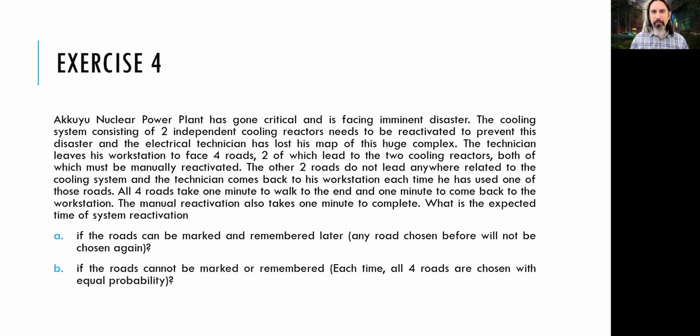If the roads can be marked, okay, we can mark the roads so we know which one is correct or which one is wrong. But for B, we don't mark the roads. We don't know which one is correct or wrong. We just keep picking one at random.